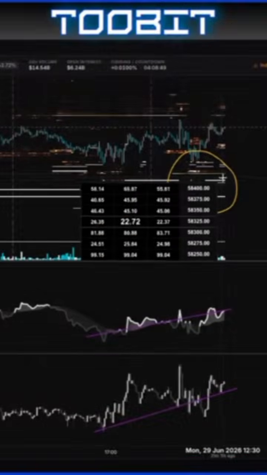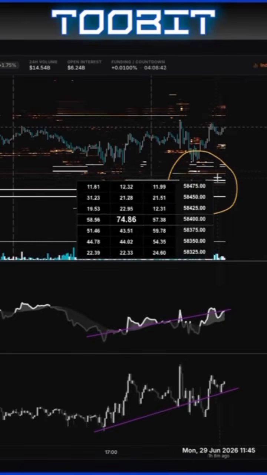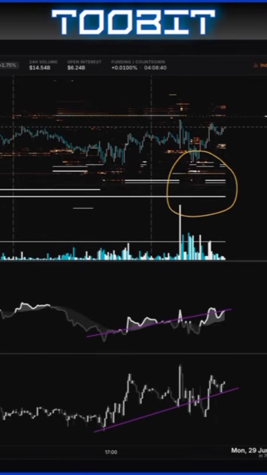FUD out, push out the remaining buyers, or I would say the remaining individuals that are in position. That's the liquidation heat map. So get those people out of the market and then really see that move to the upside. So pay attention to that.